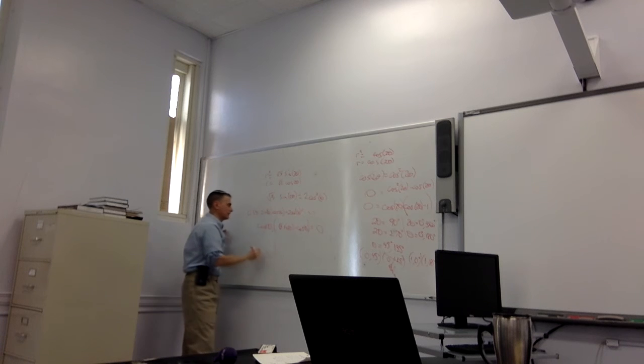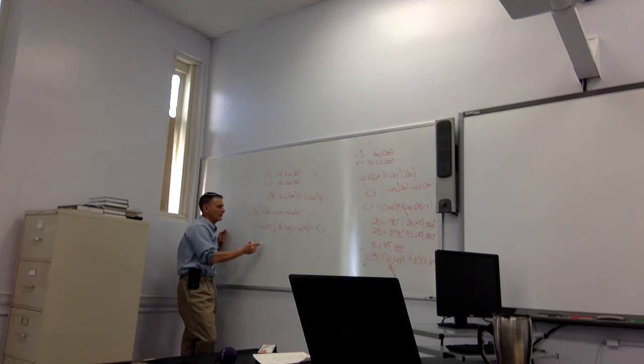Equals 0. So I'm going to skip a step. Cosine theta is 0, we did this already. Theta could be 90 degrees or 270.